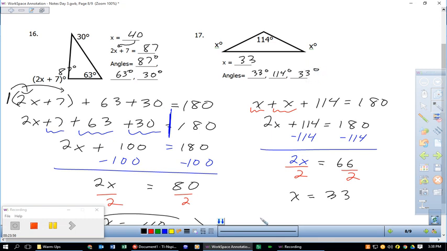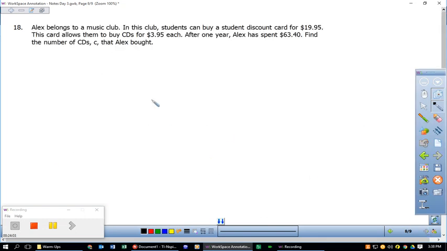Okay. Last problem. Alex belongs to a music club. In this club, students can buy a student discount card for $19.95. This card allows them to buy CDs for $3.95 each. After 1 year, Alex has spent $63.40. Find the number of CDs C that Alex bought.